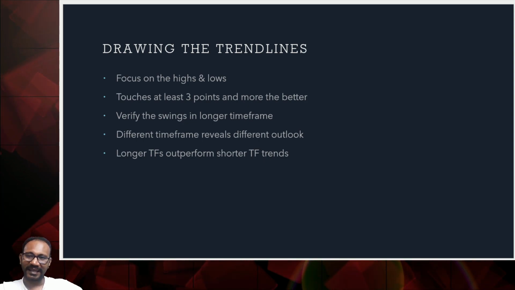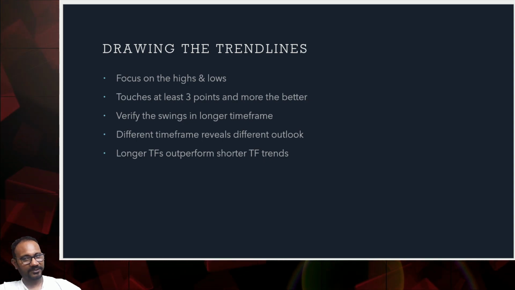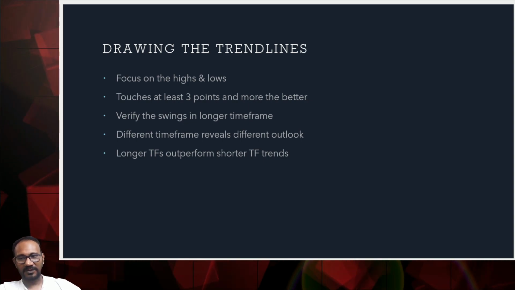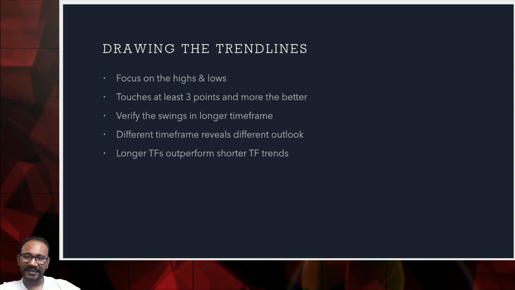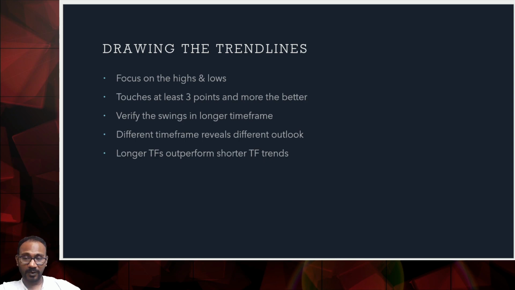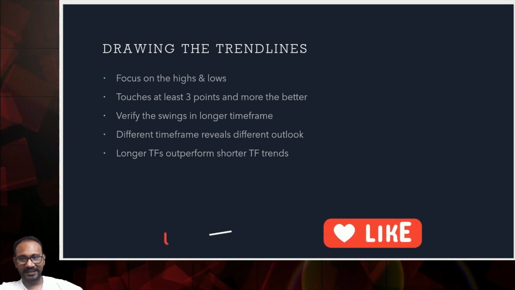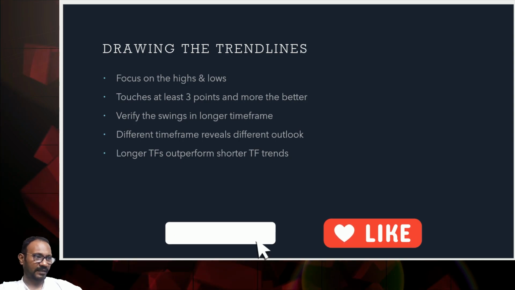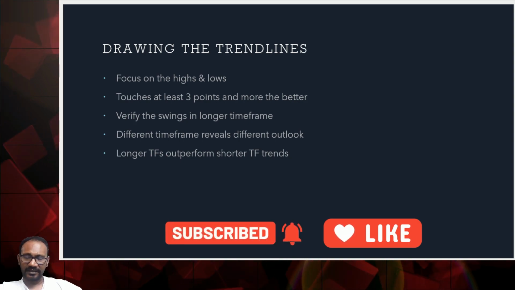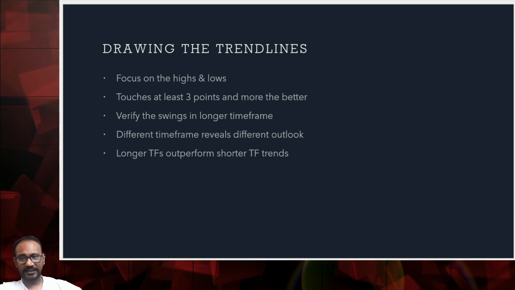But the general ground rule is that it should touch at least 3 points minimum in order to form a trend line. If there are less than three, like only 2 points you are able to connect, then it is not a valid trend line. It should at least connect 3 points, right? The more points formed within the trend line, the better it is, right? And then you can also verify it with the longer time frame, whether it is respecting or not.